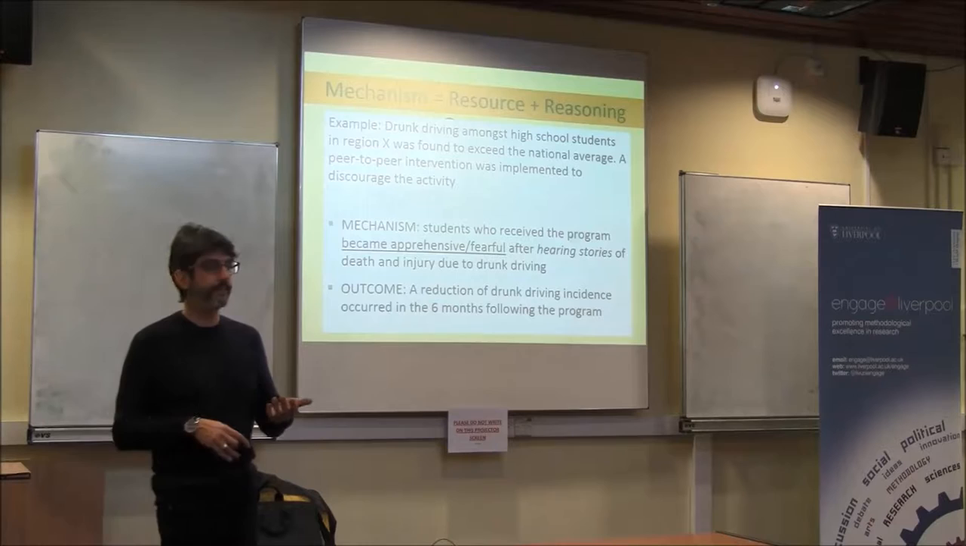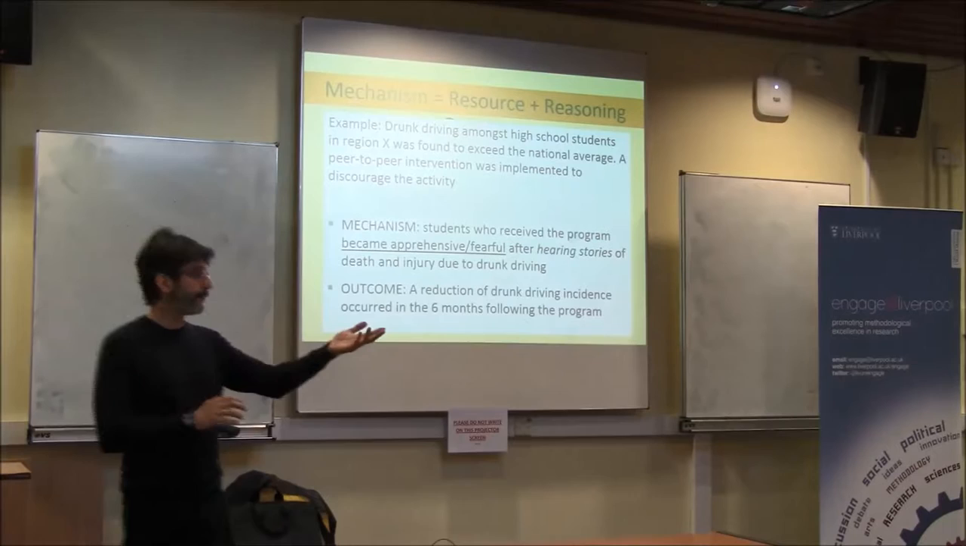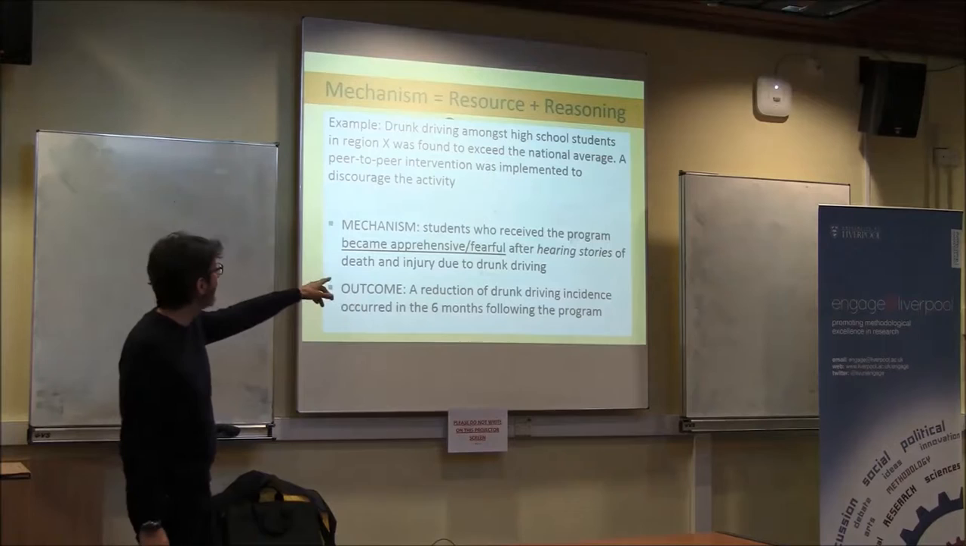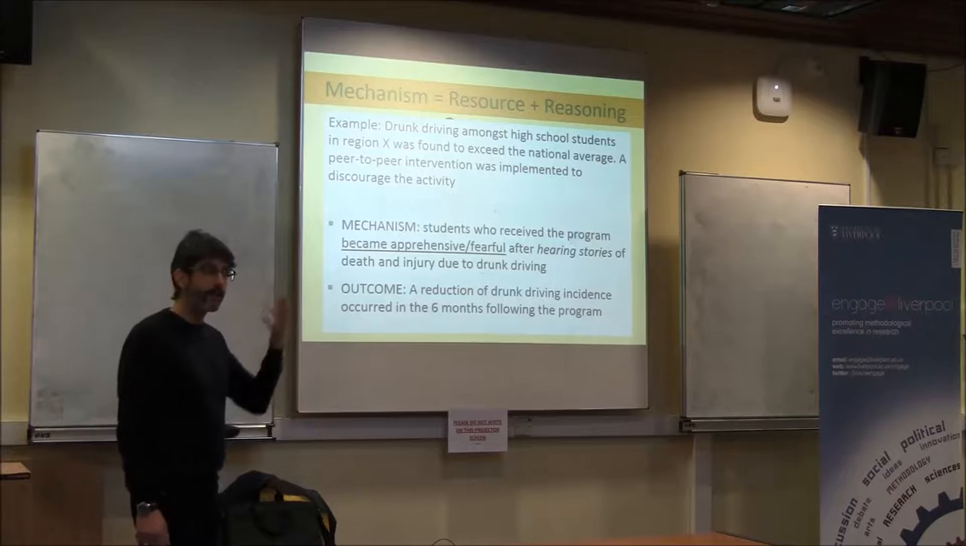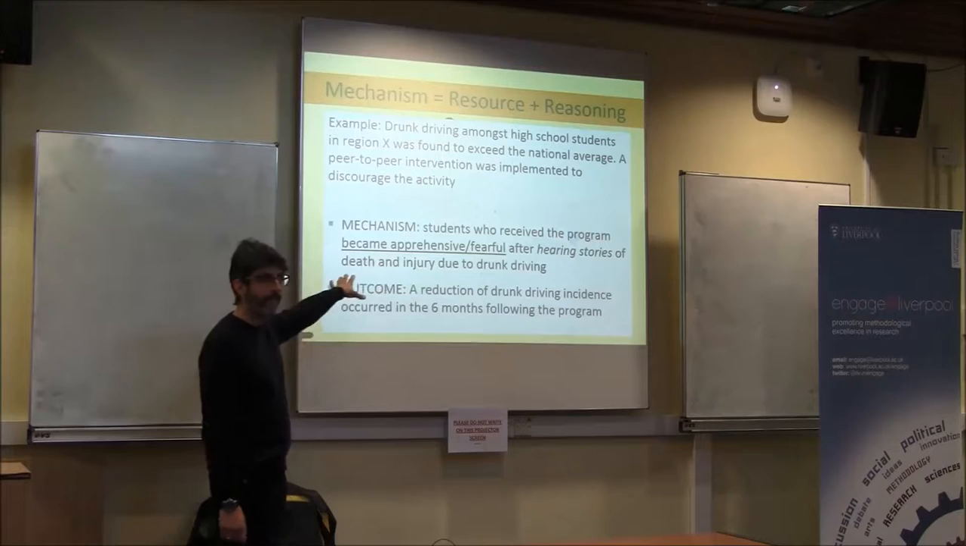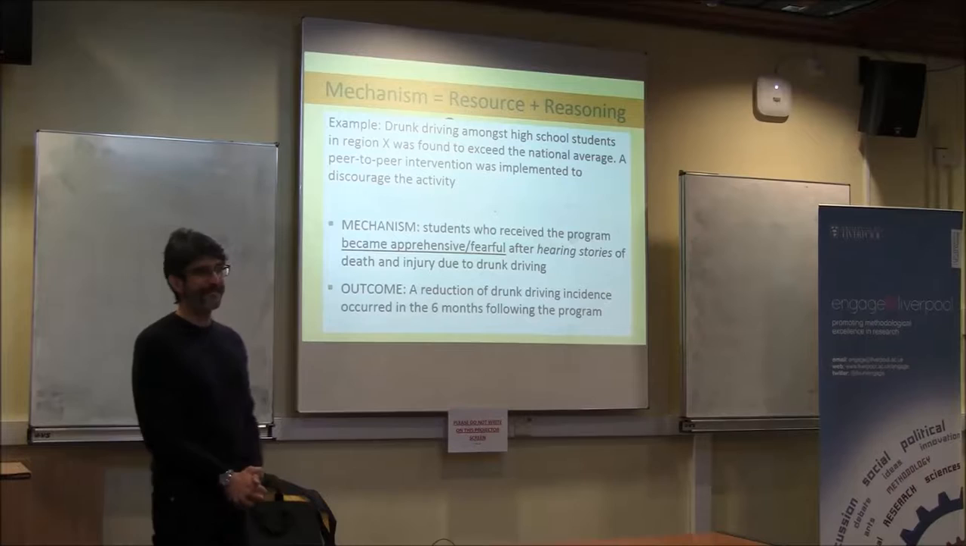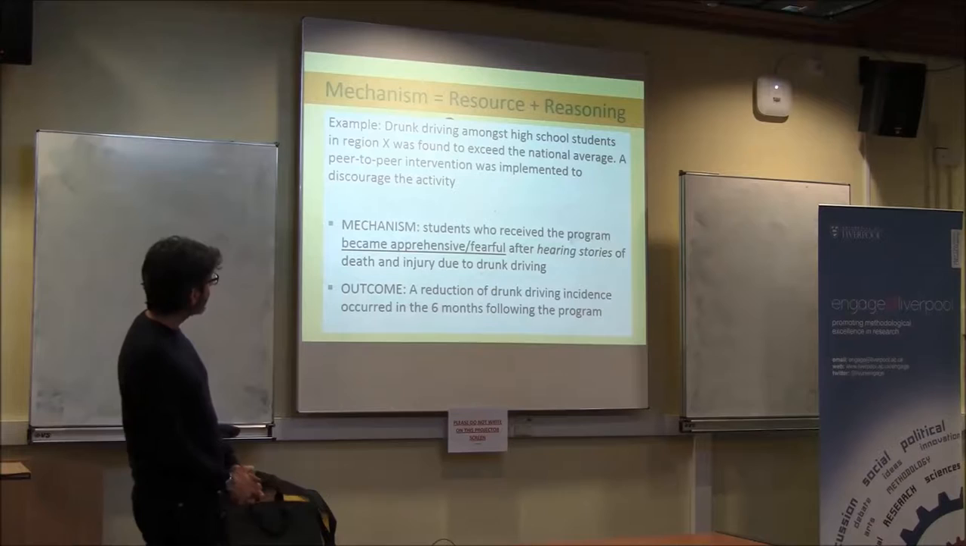And what would be the reasoning? Somebody want to guess what the reasoning would be? Fear. Fear, okay. So in this particular example, and I've sort of given you clues because I underlined it, the reaction, which could be an emotional or a cognitive reaction, is fear. So here we have a mechanism that encompasses both the resource being offered and the reaction to that resource, leading to an outcome. And here the outcome is a reduction of drunk driving incidents occurring 6 months following the program. Hopefully that happens, but there's no guarantee. But that's just to exemplify the mechanism and the outcome.